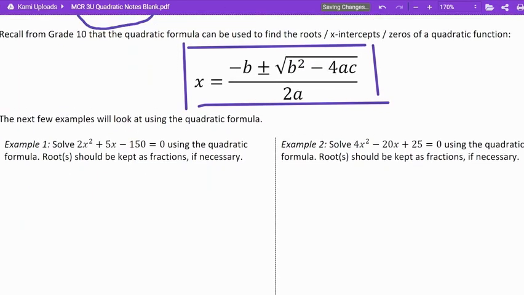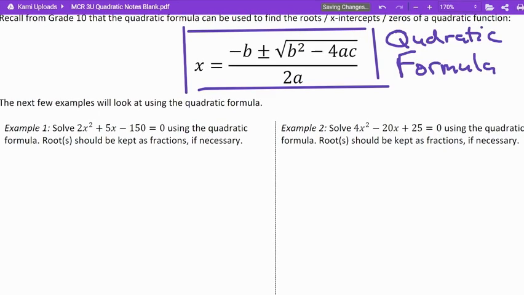All right. So in grade 10, we had this fun formula called the quadratic formula. Now, it's not an equation, it's a formula. A formula is something that you plug numbers into, right? So let's do a few examples to remind ourselves how to solve quadratic formulas. All right. So in example 1, we've got solve 2x squared plus 5x minus 150 using the quadratic formula.